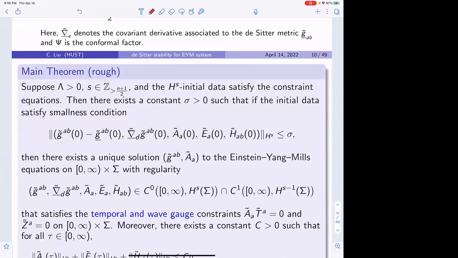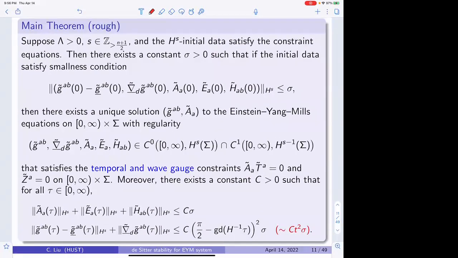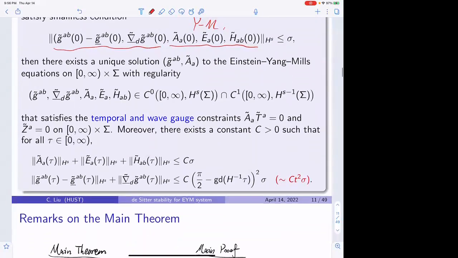Okay. Let's state our main theorem. The main theorem is actually very simple. Simply speaking, it just means our initial data is close to the theta space. Of course, our Yang-Mills field should be small, very close to the theta space. Then the evolution, the solution of the Einstein-Yang-Mills equation, will be also very close to the theta space. This is our result. Of course, in the temporal gauge and the wave gauge we gave before.